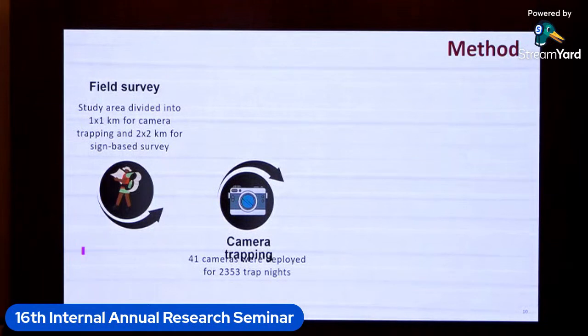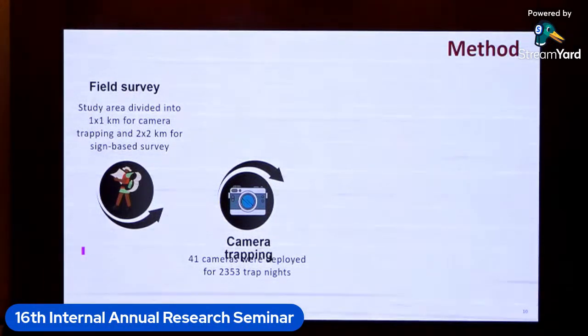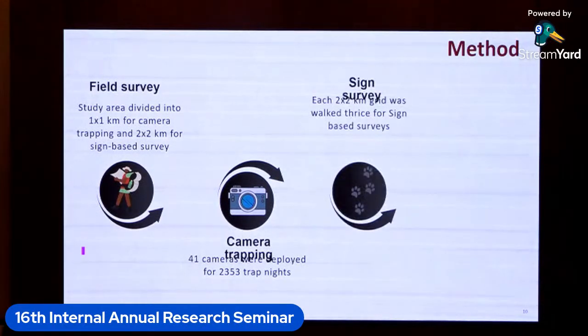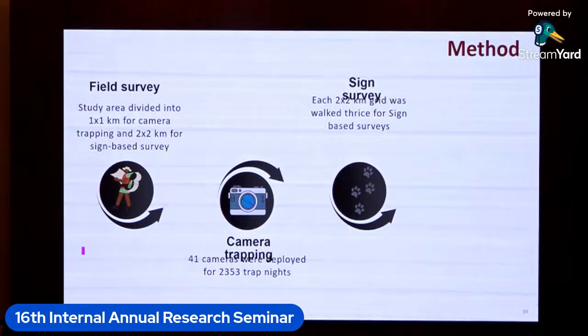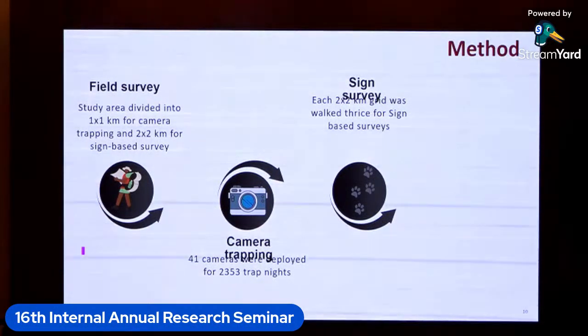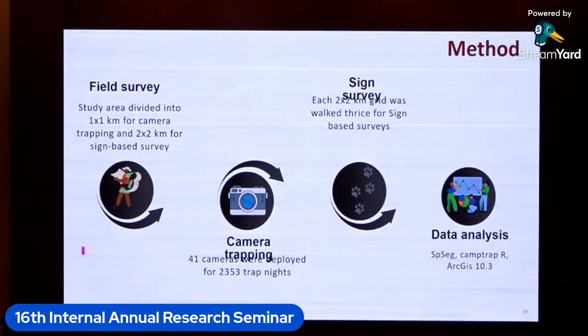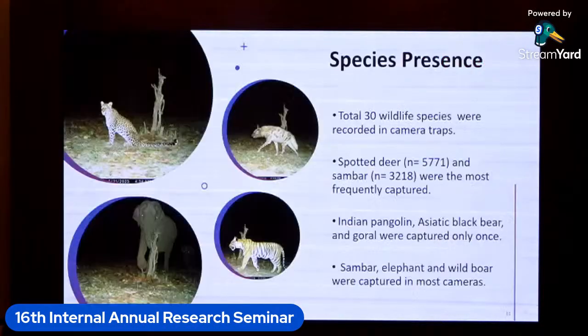We did camera trapping for 45 days and deployed 41 camera traps for 2,350 trap nights. The sign survey was done in the 2 by 2 kilometer grid, and each grid was walked thrice to collect signs of the wild animals. Data analysis was done using SPSS, CameraTrap, and ArcGIS.